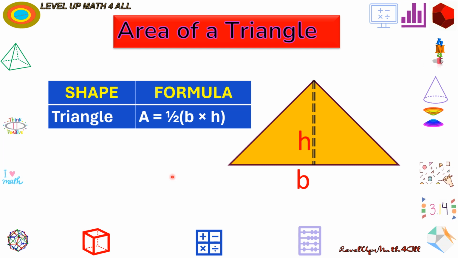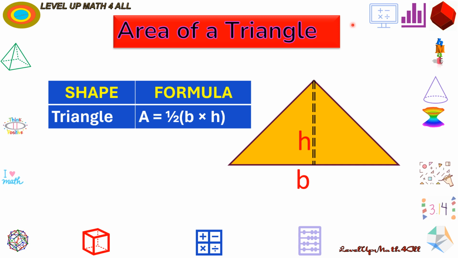For the formula to find a triangle's area, as we all know, or maybe if you are new here, the area is always represented as A, that is a capital A. Then the formula to find the area, A equal to 1 by 2 B times H. Let's try to figure it out. What do we mean by B and what do we mean by H?